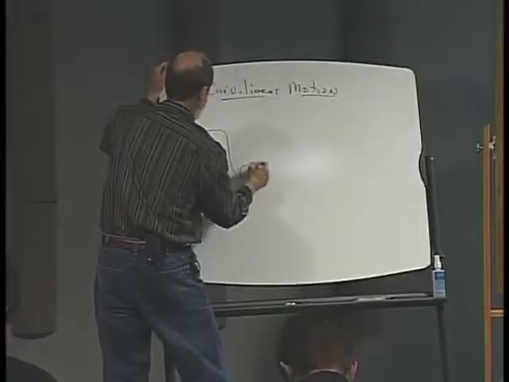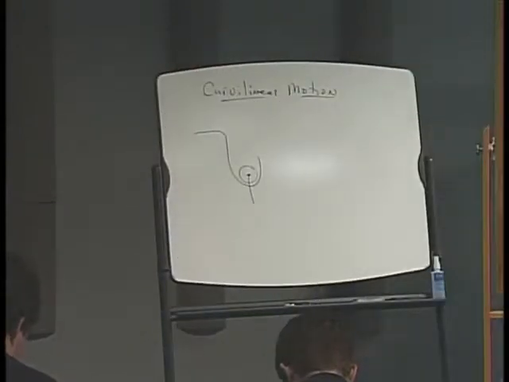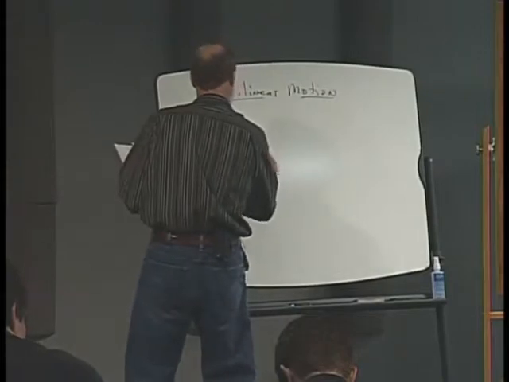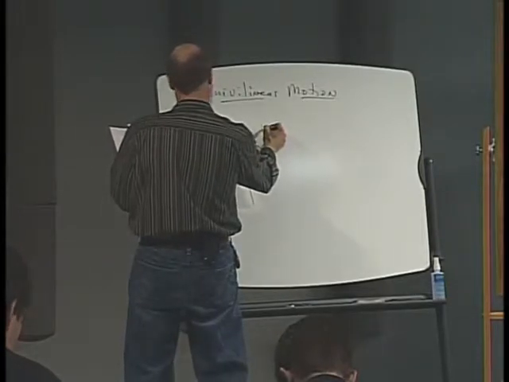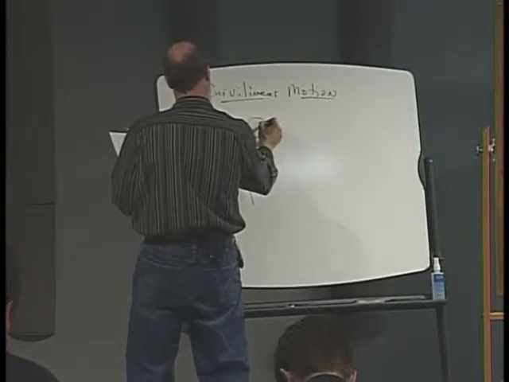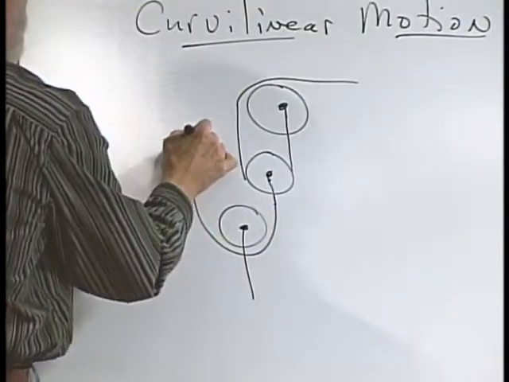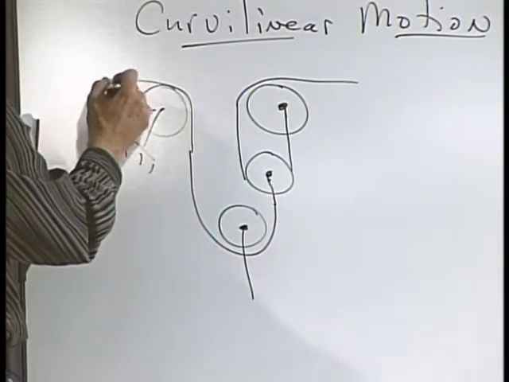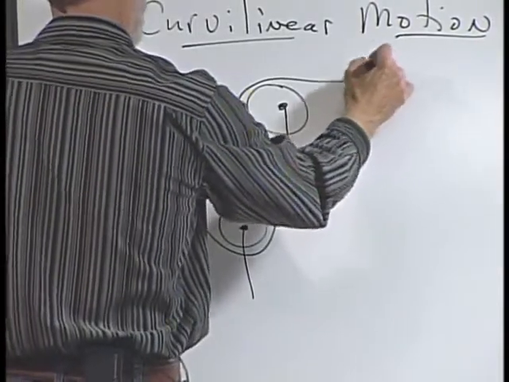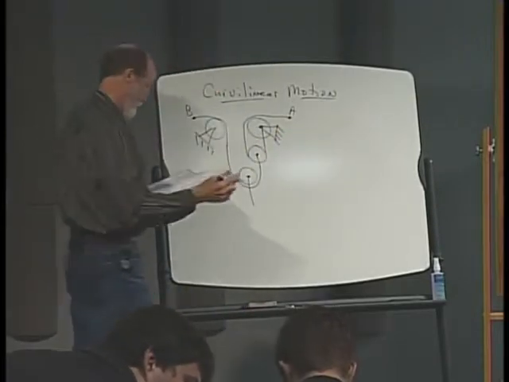This is a 2 degree of freedom system. Call this B, call this A. So the system looks like this, with this mass hanging.